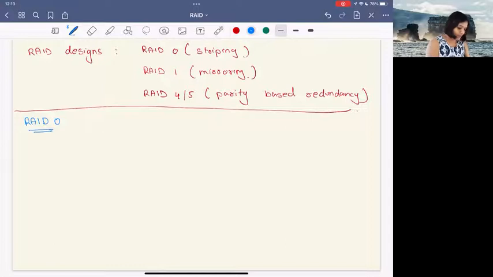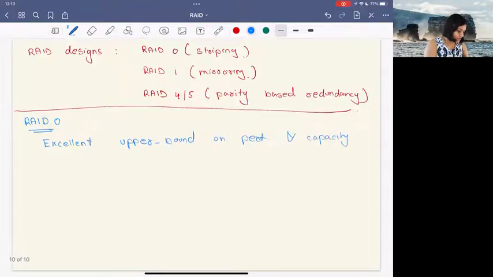So why are we discussing RAID 0? Because it provides an excellent upper bound on, we discussed three metrics, right? Performance, reliability, and capacity. Excellent upper bound on performance and capacity. And we cannot say reliability because RAID 0 doesn't have any redundancy.